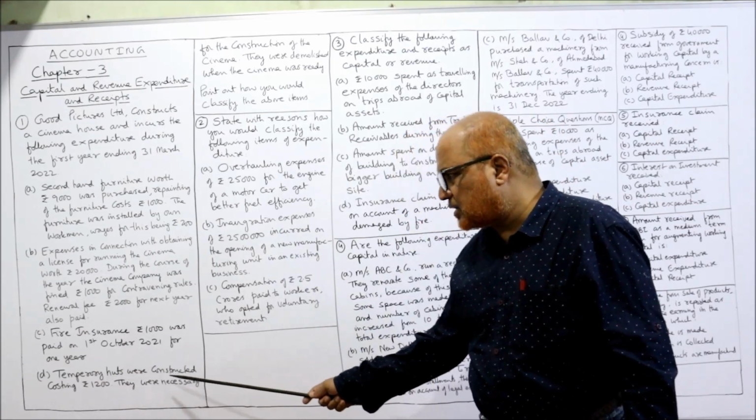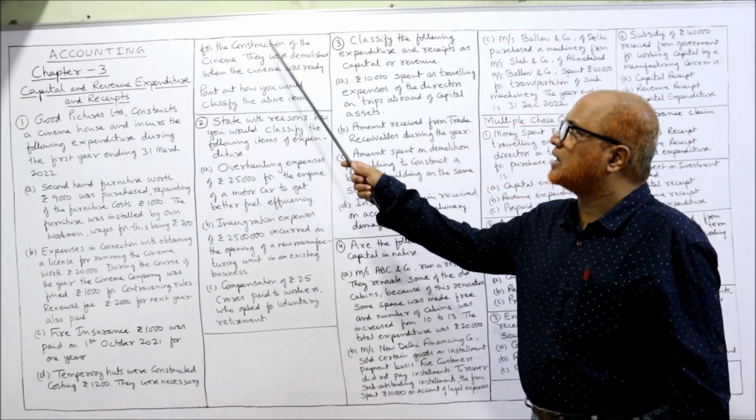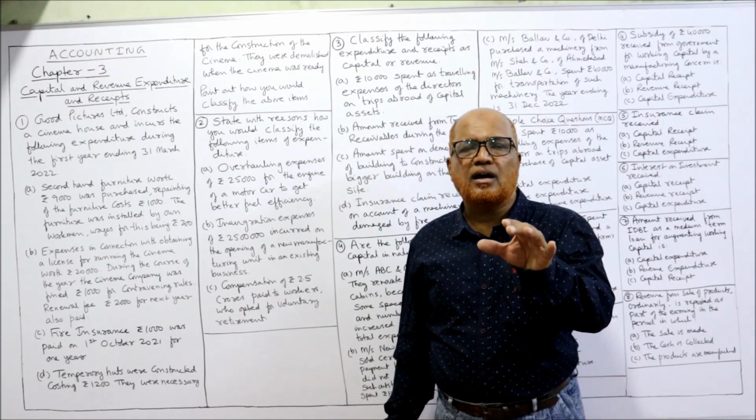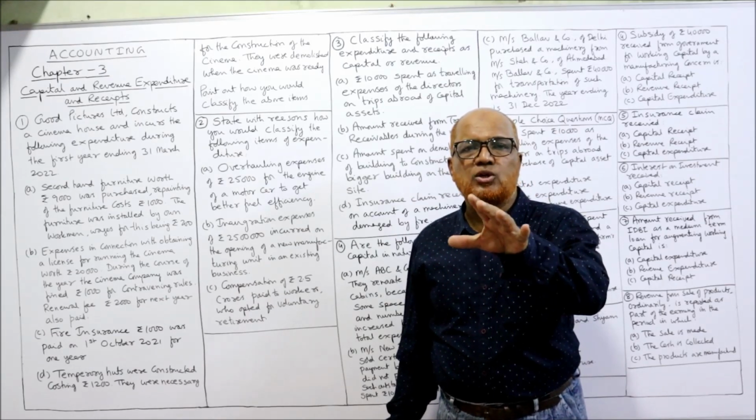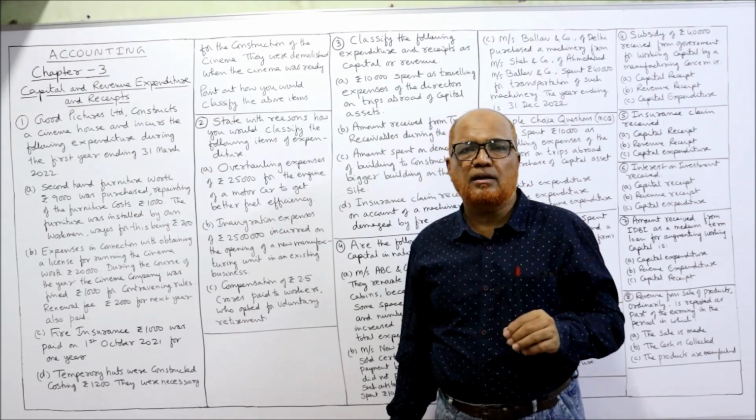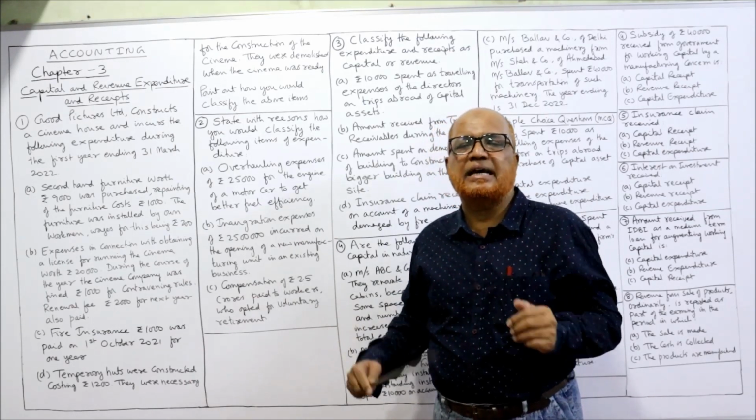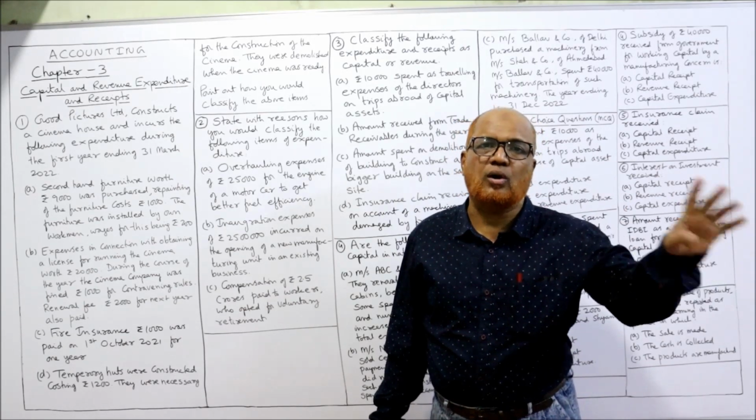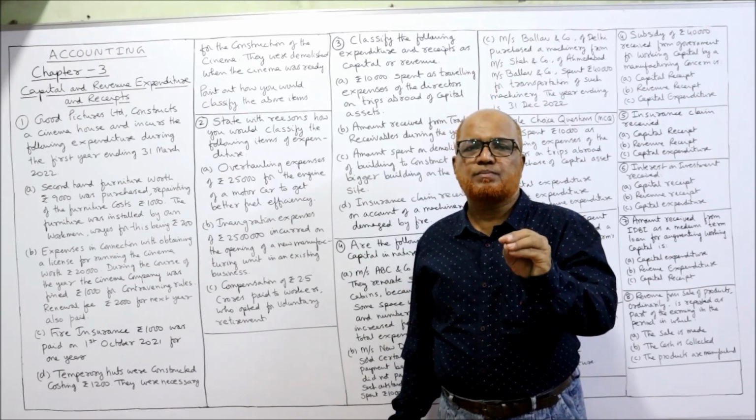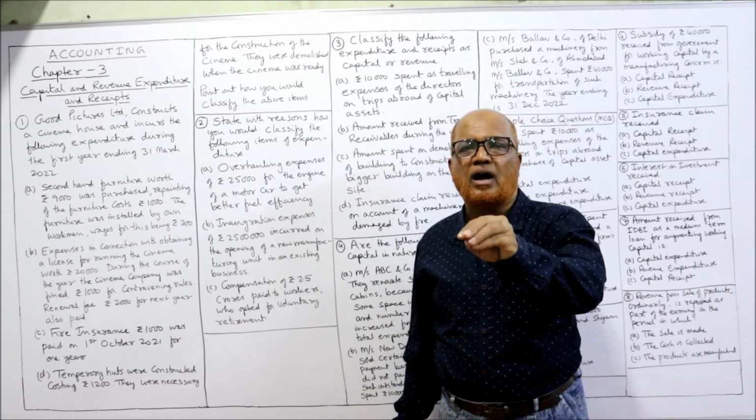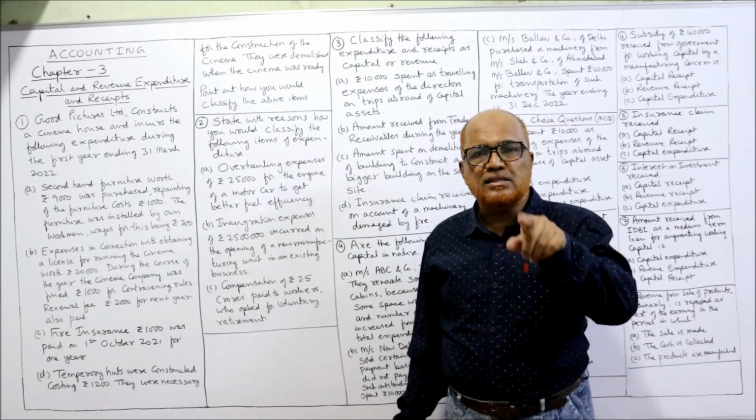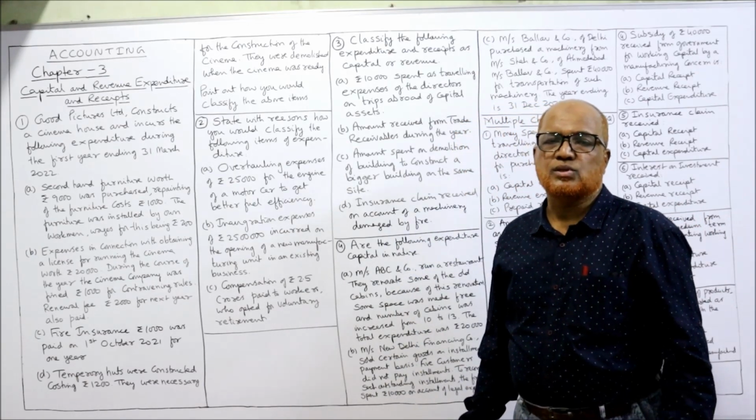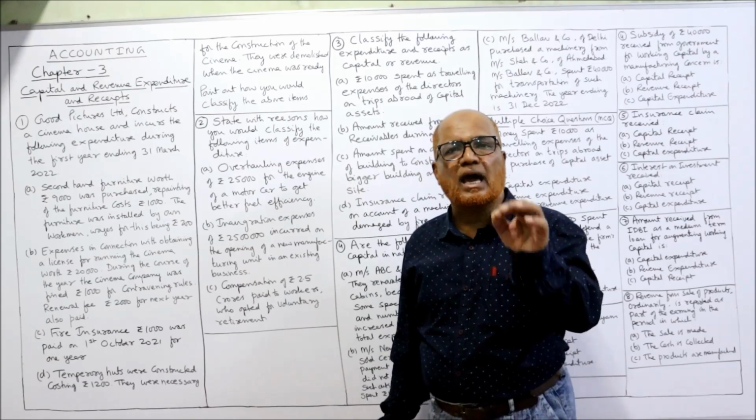Next, temporary huts were constructed costing 1200. They were necessary for the construction of the cinema and they were demolished when the cinema was ready. Expenditure is incurred on huts because it is compulsory to make the huts, to keep the material or for the workers to stay in the huts. So the expenditure on huts is incidental to the construction of the cinema house. So all the expenditure incurred on construction of huts is a capital expenditure, and this expenditure will be added to the cost of the cinema house. So simply, expenditure on construction of huts is a capital expenditure.